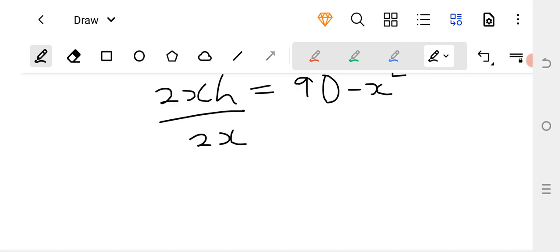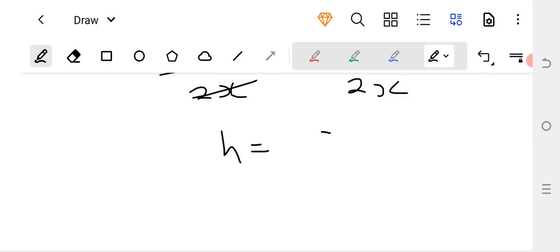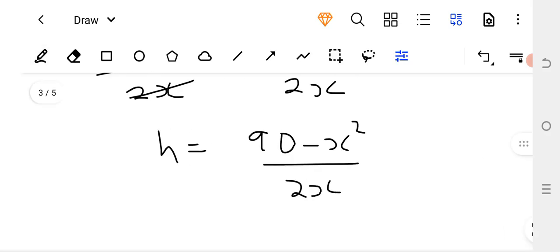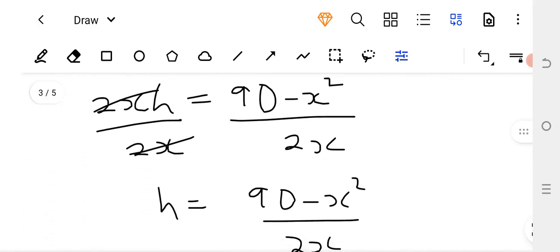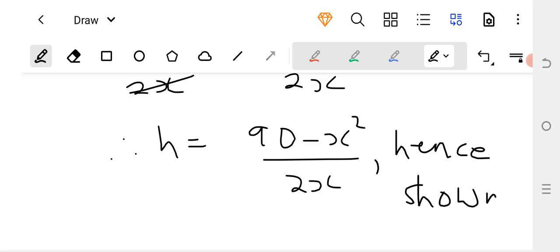So everything on this side we also divide by 2x, like that, and then h will be equal to 90 minus x squared divided by 2x. We can confirm 90 minus x squared divided by 2x, that is our h. And then we can conclude, therefore h is equal to that. Hence shown. So that would be our answer to part question A.